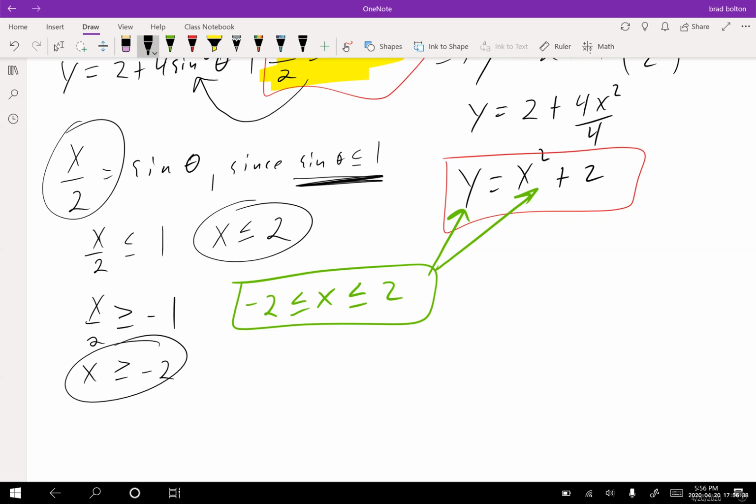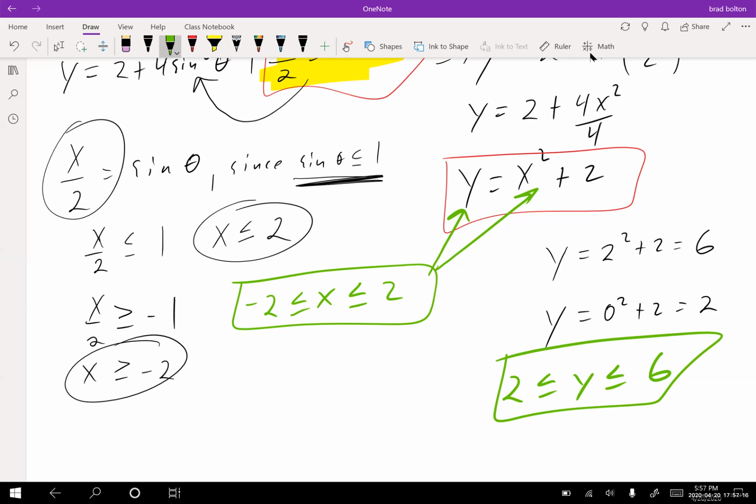So what's the biggest x could be? The biggest x could ever be is 2 in this problem. So that means y equals 2 squared plus 2, which is 6. So the biggest y could ever be is 6. And then what's the smallest it could be? So we do y equals -2 squared plus 2. Wait a minute. Well, that would just give us 6 again. However, what if x were 0? If x were 0, then we would actually get 2. So y has to be between 2 and 6.